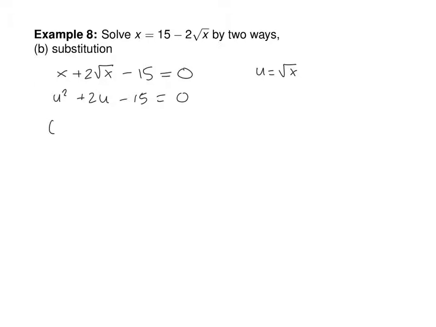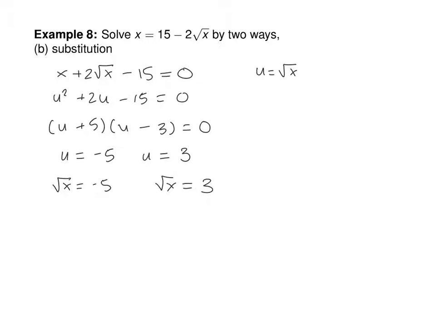So that's going to factor into (u plus 5)(u minus 3), is that right? Yes. Okay. And so then if I say u equals negative 5 and u equals positive 3, does that make sense as well? And so one thing is square root x equals negative 5. Another thing is square root x equals 3. Does that much make sense?